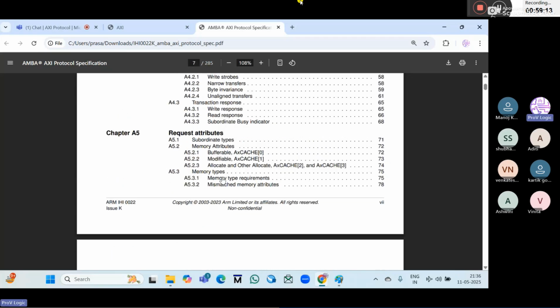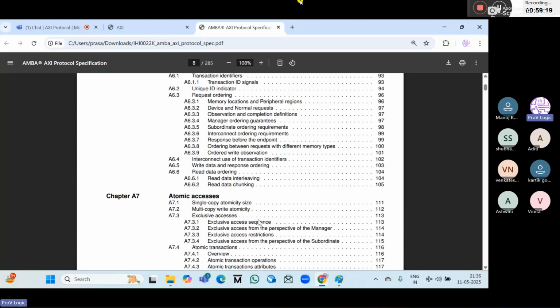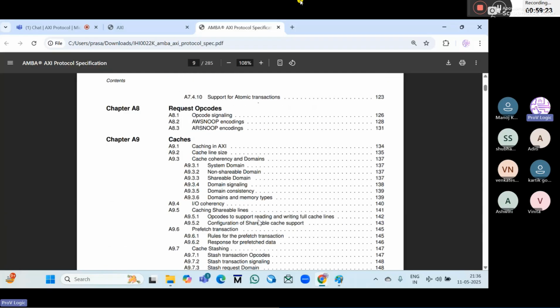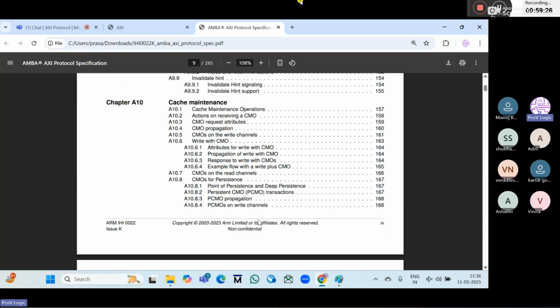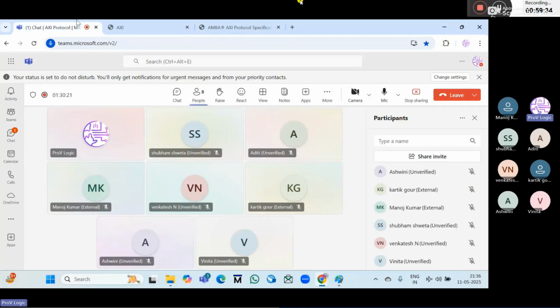Just start with the 5. In the next session we will start with the 5, but these are not required. We will just have an overview of all. Then we will move to VIP development of AXI. Tomorrow we will discuss the AHB to APB bridge. Any other doubts?